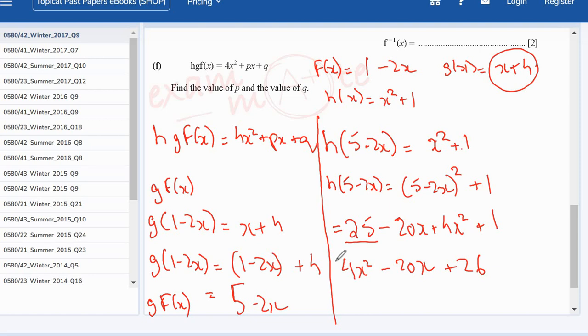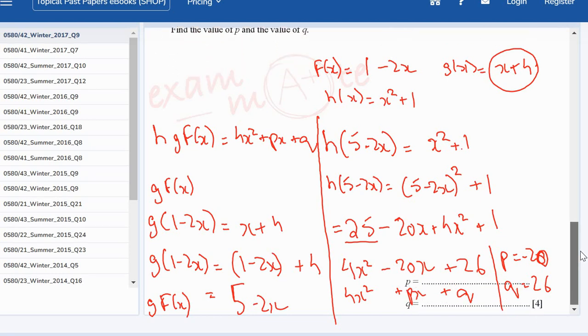So if I rewrite the other equation, which was 4x square plus px plus q, I realize that the value of p is minus 20 and the value of q is 26. Alright, so I hope you get this. Let me see if there are any other questions. There are no other questions.